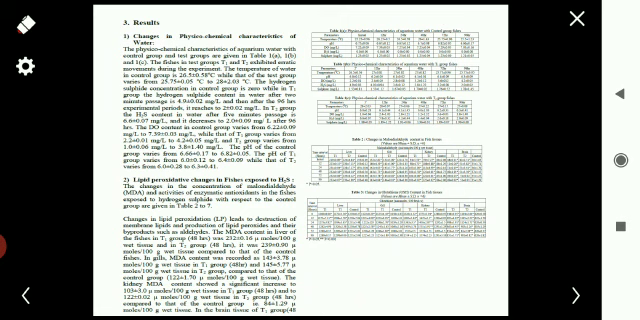Next, results. It is the third portion of the research paper. The results portion, sometimes results and discussion, is commonly found together in some research journals. In some research journals, the results section is separate and the discussion part is separate.